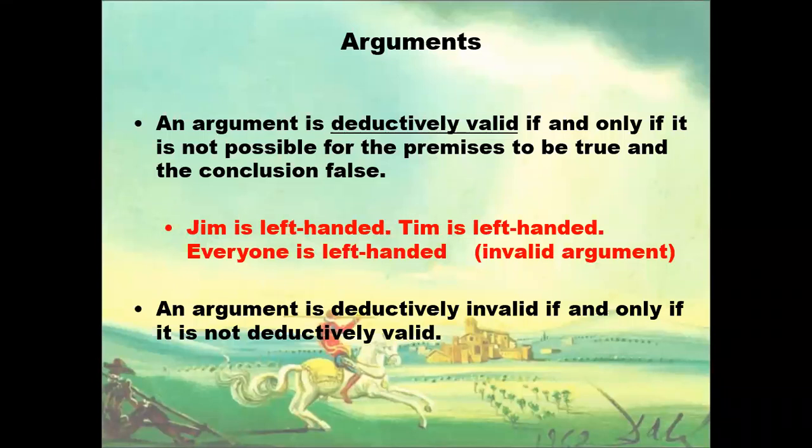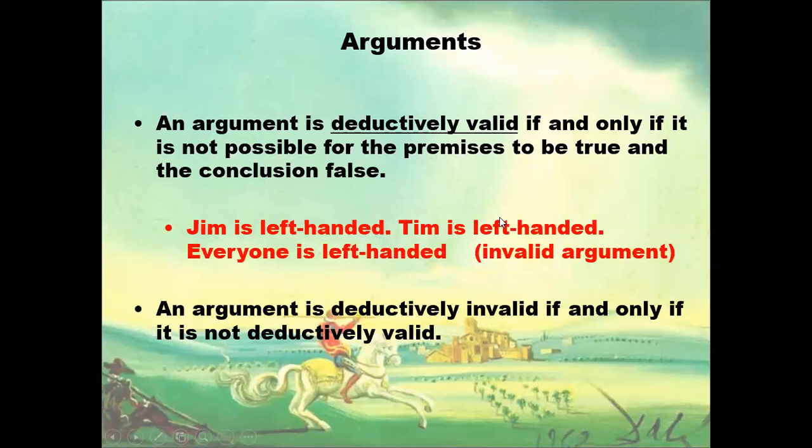If you say Jim is left-handed and Tim is left-handed, therefore everybody is left-handed. Is the conclusion necessarily true? Now suppose, let's just assume, we don't know Jim and we don't know Tim, but let's give the argument the benefit of the doubt, and let's say that we assume that the first statement is true, Jim is left-handed. We assume that the second statement is true, that Tim is left-handed. So these are the premises.